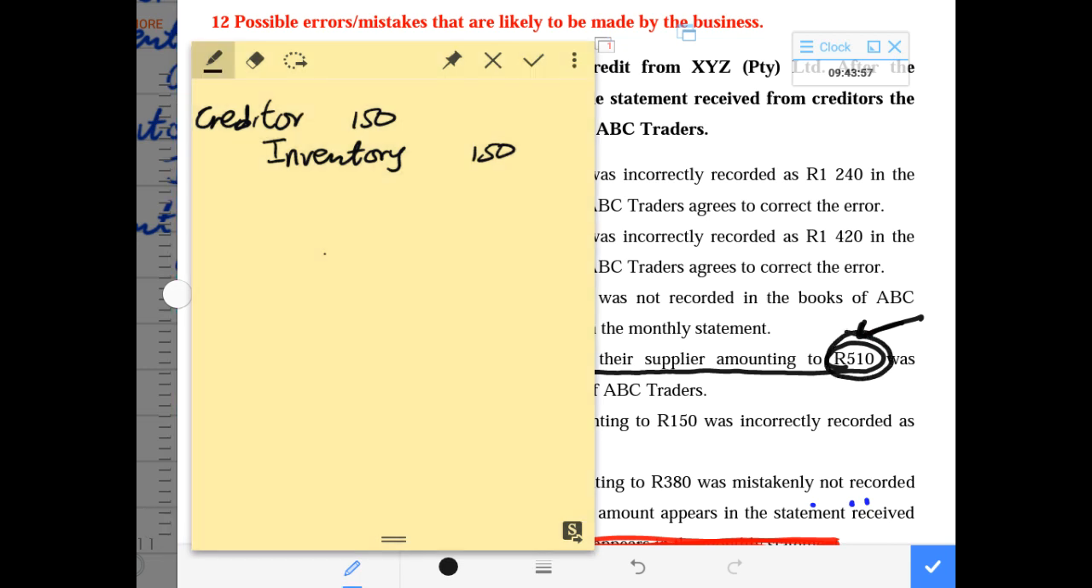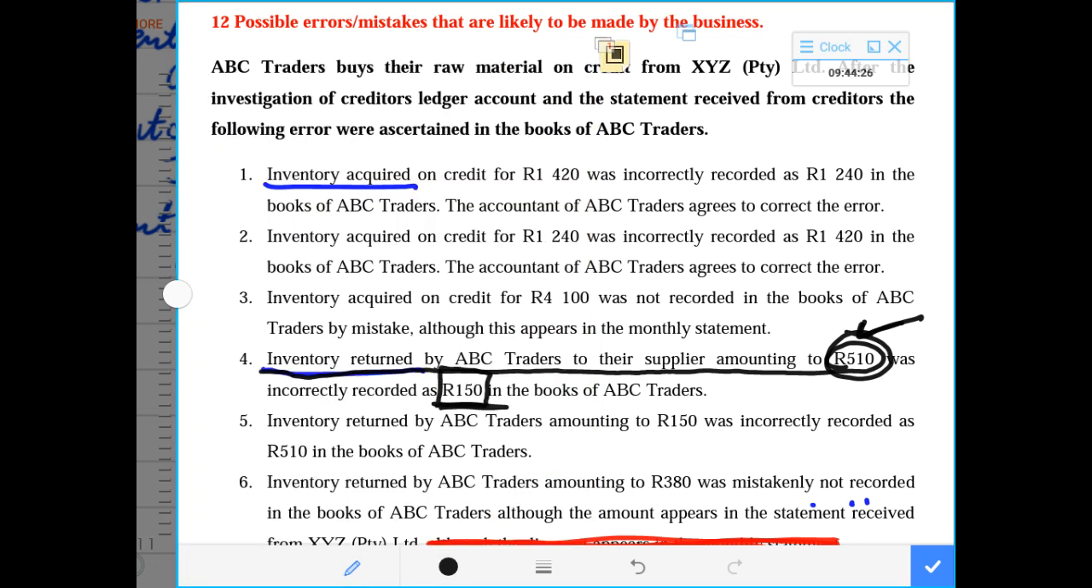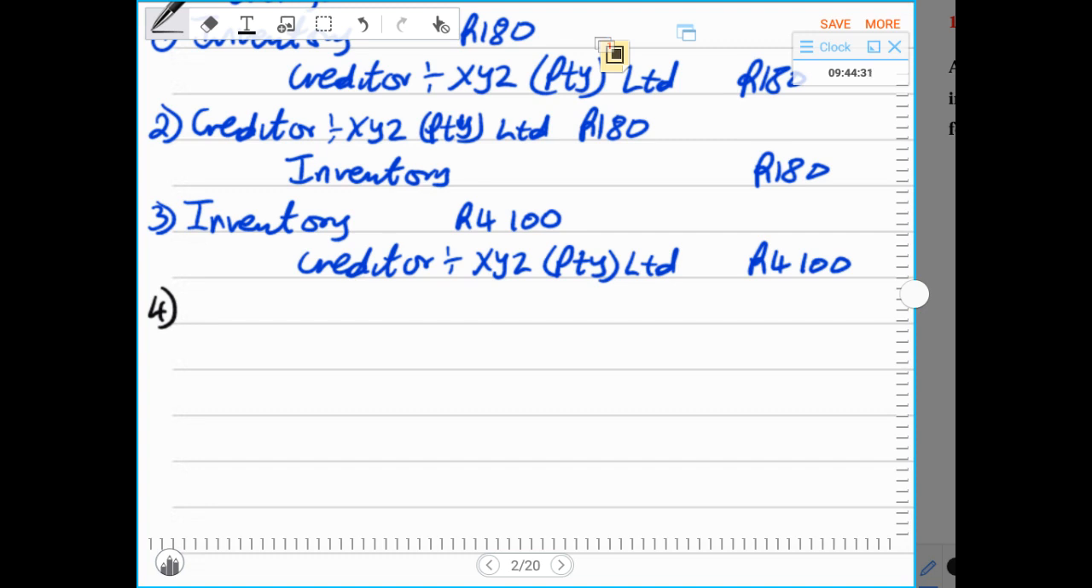So now meaning we're supposed to increase our creditor by 360, and also we're supposed to increase our inventory by 360. Remember, if the entry is underestimated, you don't change the way it was recorded in the beginning. You just increase the figures in the same way it was recorded because it was underestimated. So this will be the correct entry, where we reduce our creditor and we reduce more of our inventory. Remember, creditors decrease on the debit side.